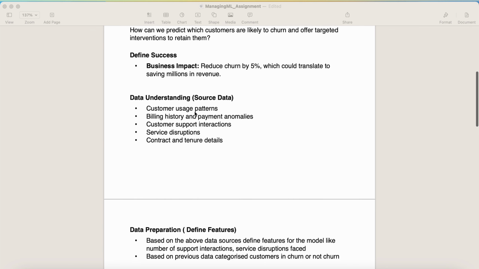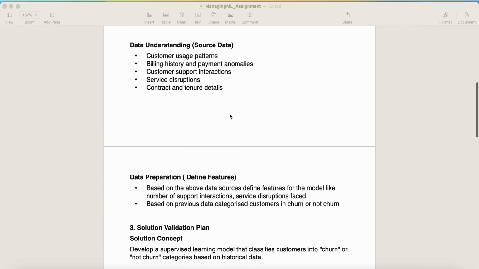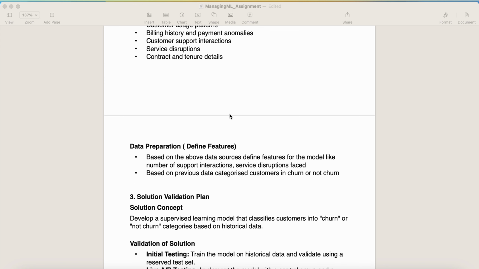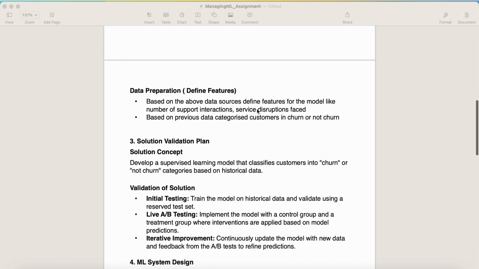And what kind of data do we have in terms of the source data? The customer usage patterns, the billing history, the customer support interactions, the kind of service disruptions they faced, contract and tenure details, their agreements, and all. These are all the past data that we have. Based on this past data, we can formulate these features, right? The number of support interactions, the number of service disruptions, and all these different factors could act as the features.